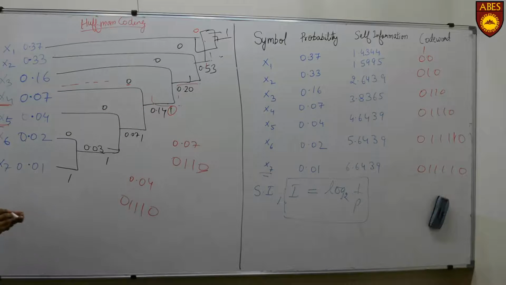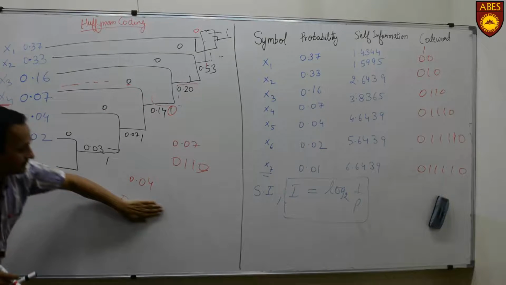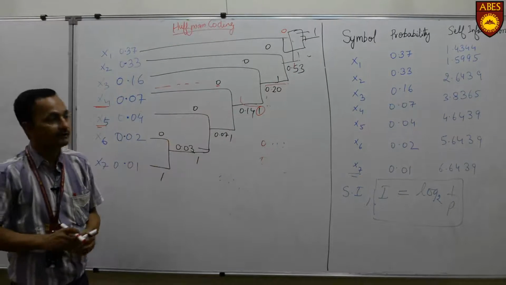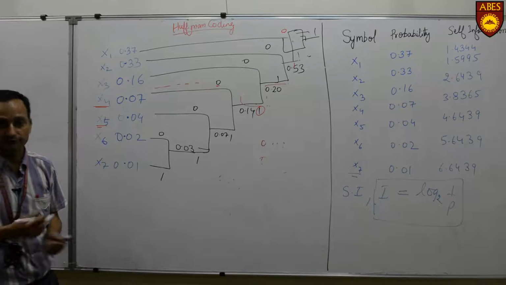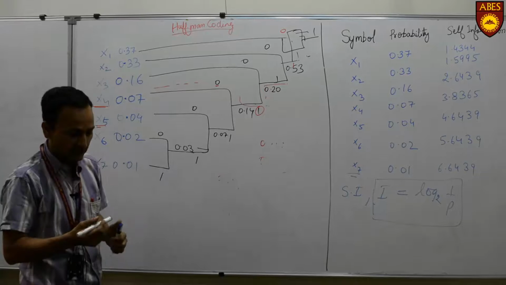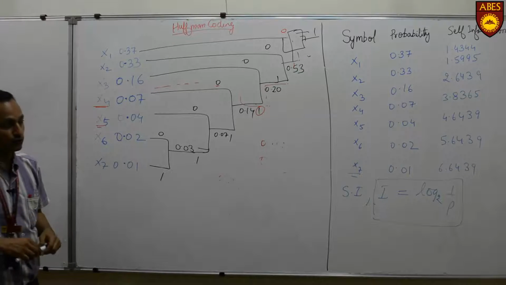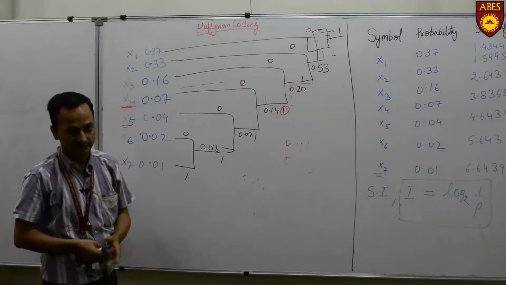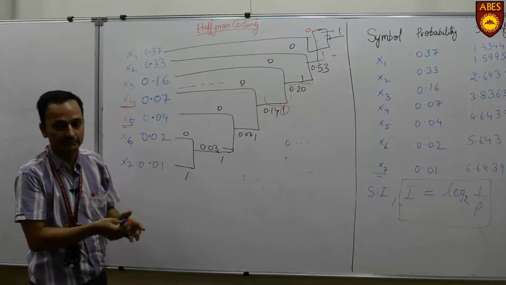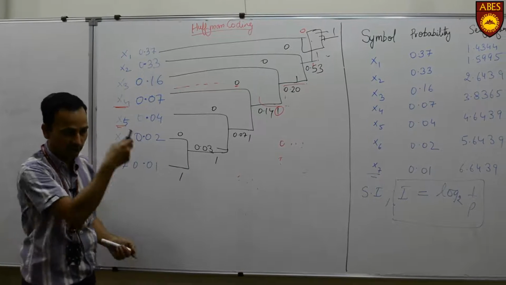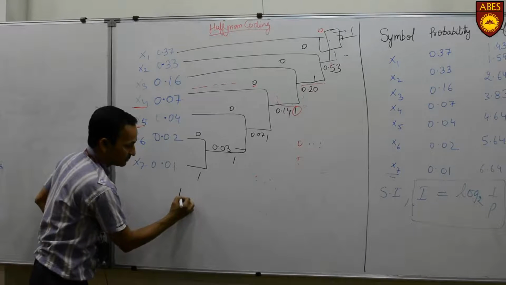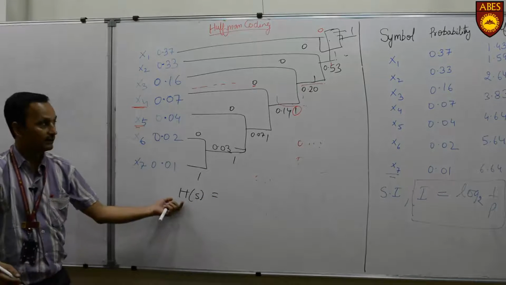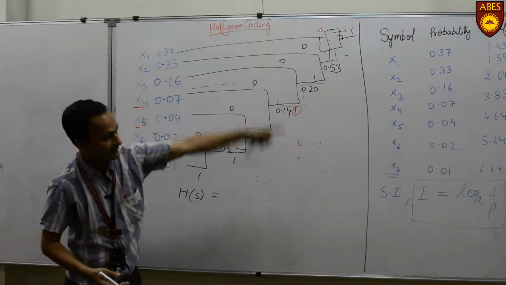Now finally, I have to check whether this algorithm is better or not. For checking the efficiency of Huffman coding, first I had to calculate the entropy of the symbols, and entropy of the symbols is the average information of all these symbols. For that I use the formula for entropy, H of S, where S is the source. I had represented the source with these 7 symbols.